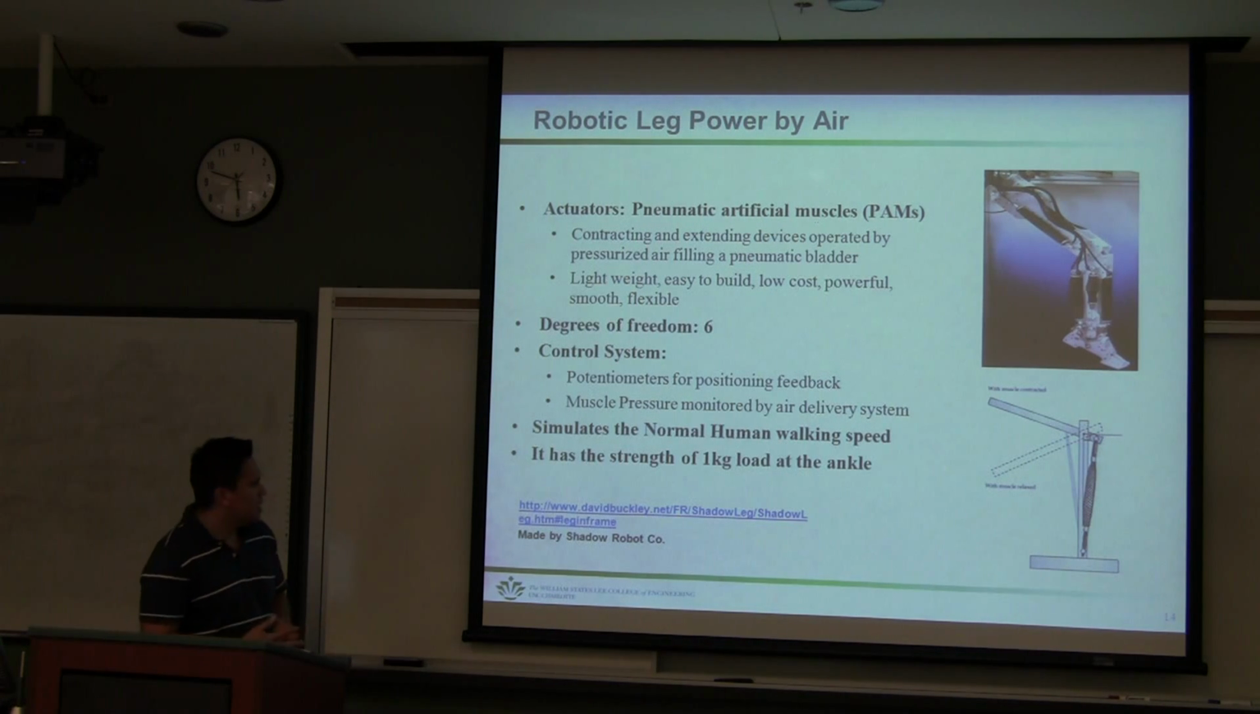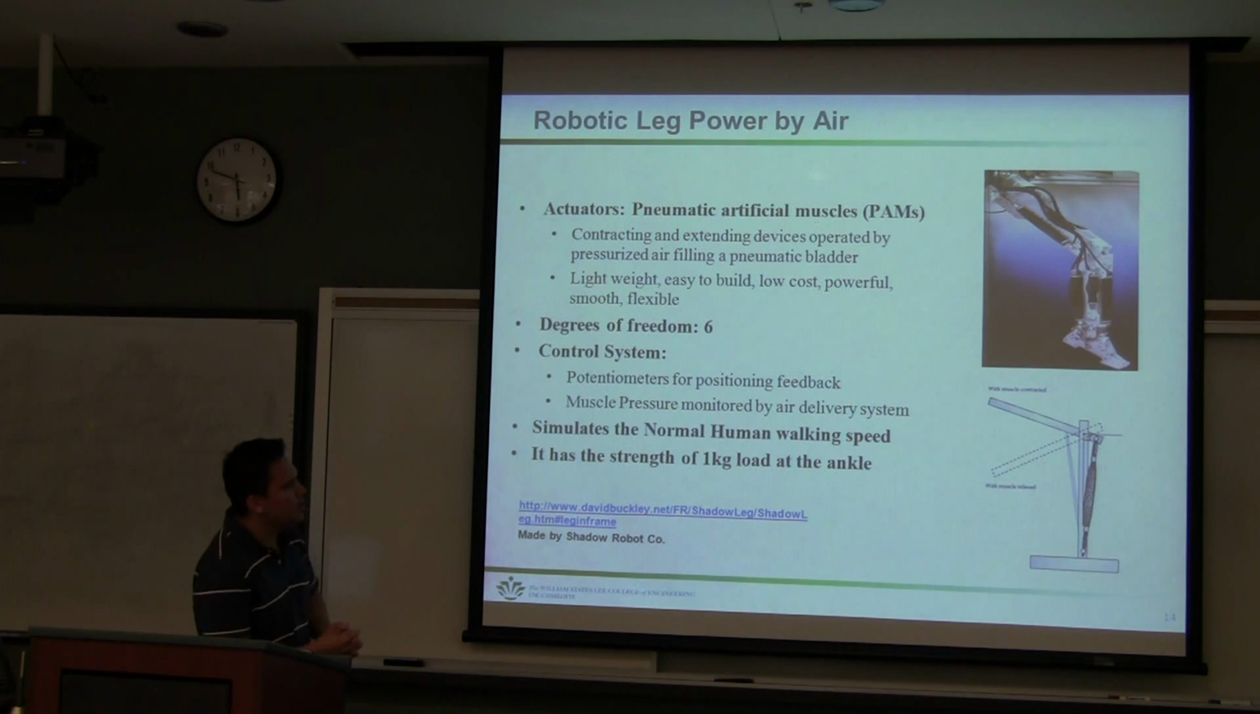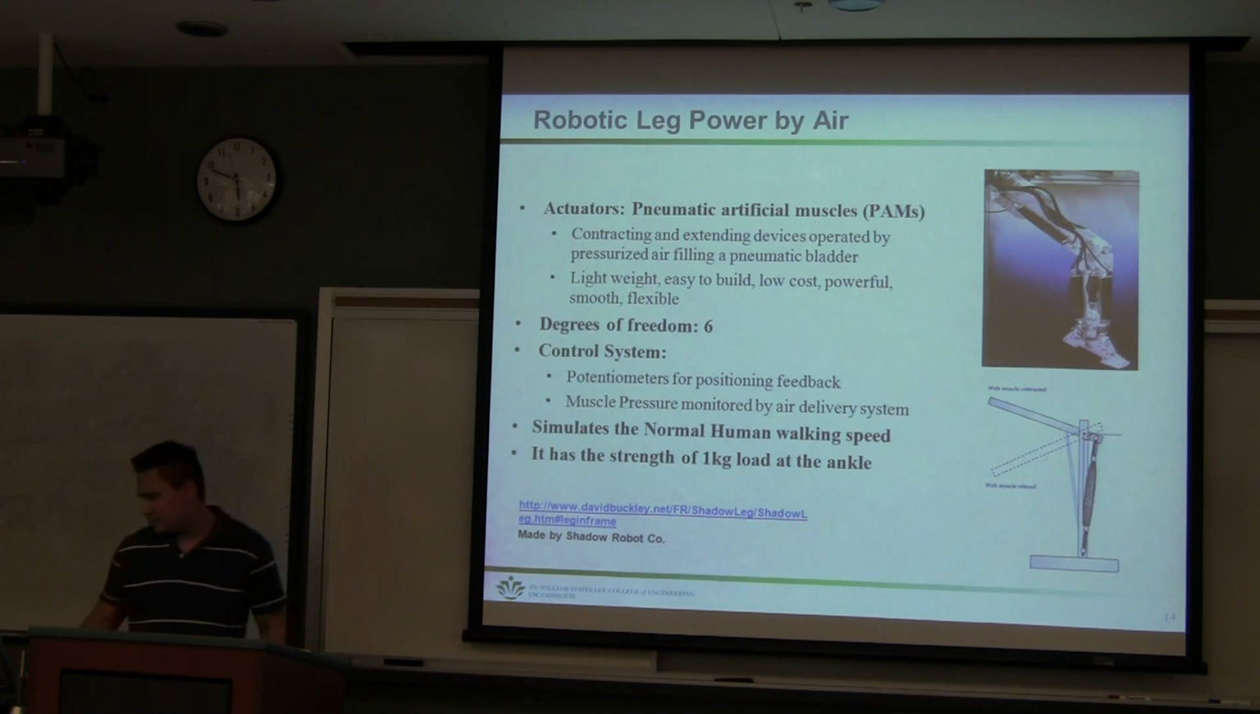This leg was made by Shadow Robot Company, and that's the website right there. They have videos there, and more pictures showing the different angles that it moves. That's a picture of the actual PMA. When the muscle contracts, it raises the lever, and when it relaxes, it lowers the lever. And that's it.